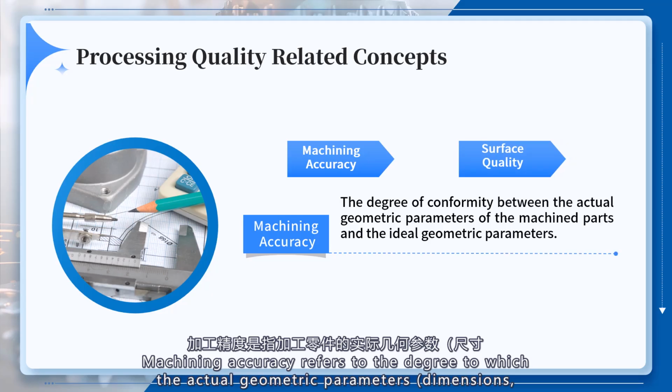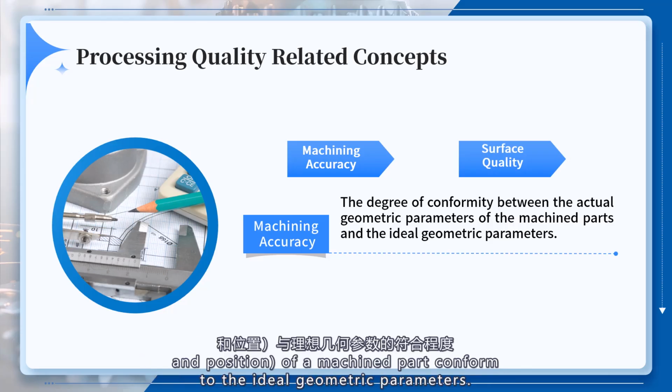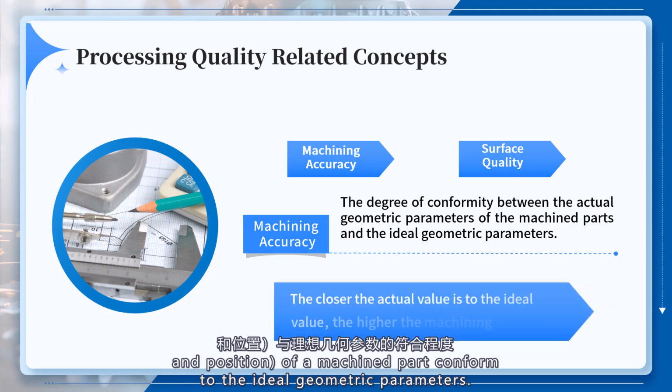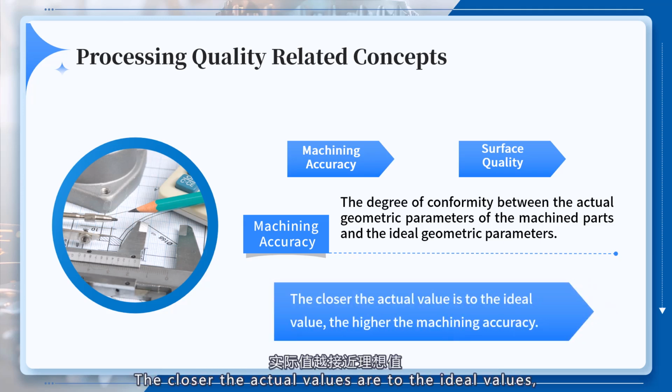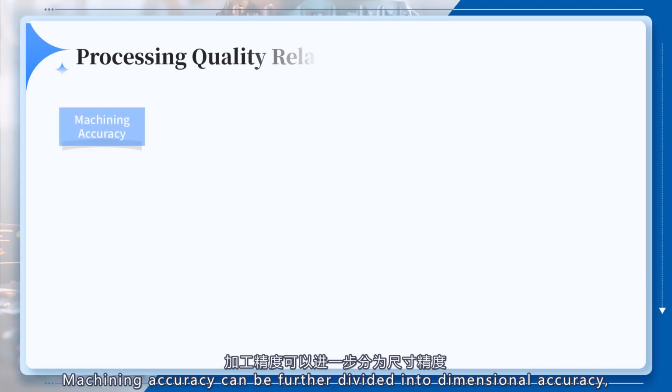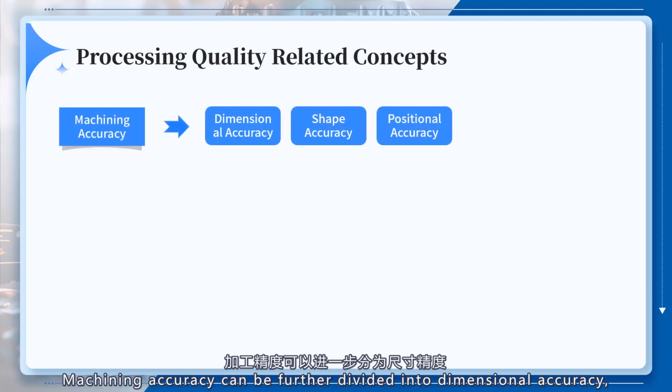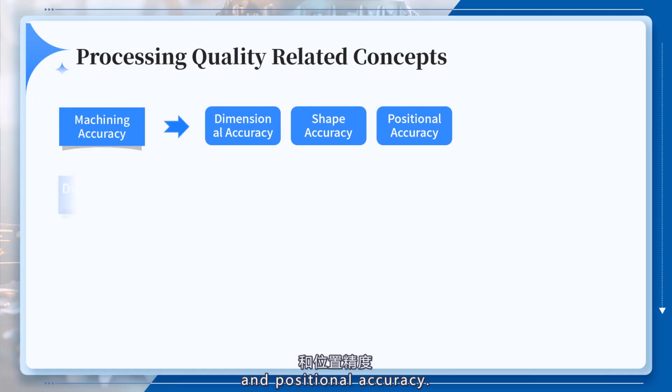Machining accuracy refers to the degree to which the actual geometric parameters, dimensions, shape, and position of a machined part conform to the ideal geometric parameters. The closer the actual values are to the ideal values, the higher the machining accuracy. Machining accuracy can be further divided into dimensional accuracy, shape accuracy, and positional accuracy.